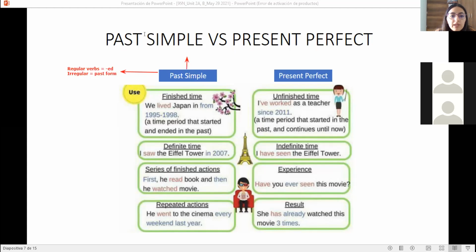But what happened with the auxiliar? What is the auxiliar we use in past simple? Did and didn't. Did or did not. Right, exactly. Did or did not. That would be the auxiliar that tells us that we are having a past simple sentence.